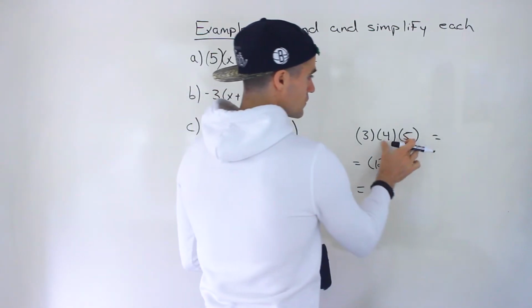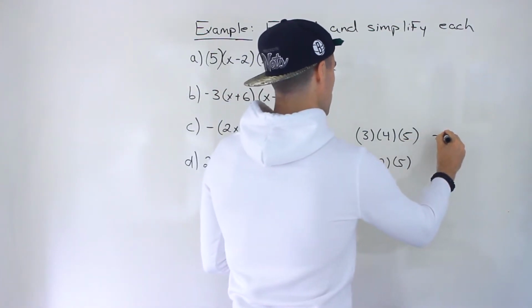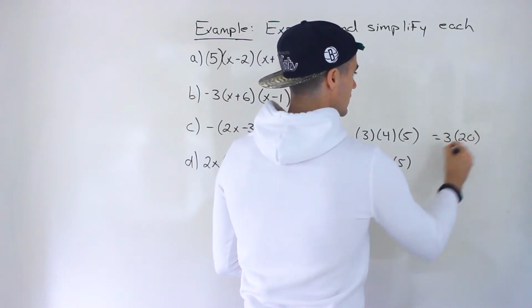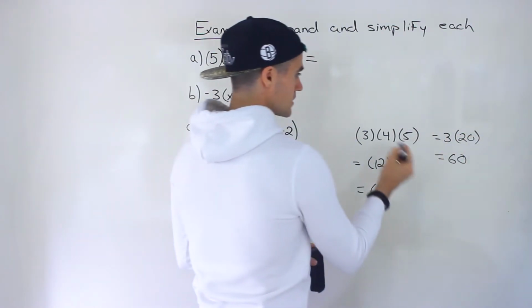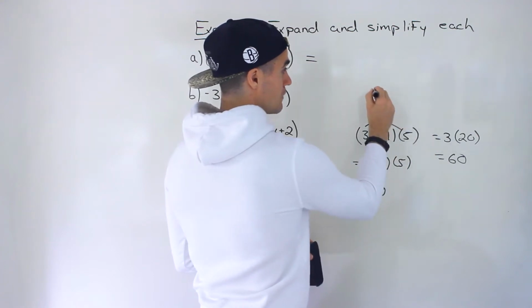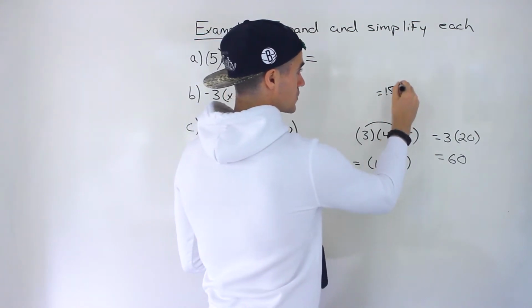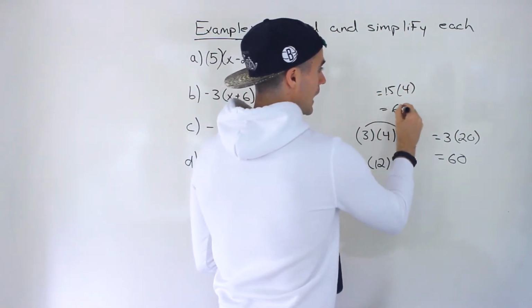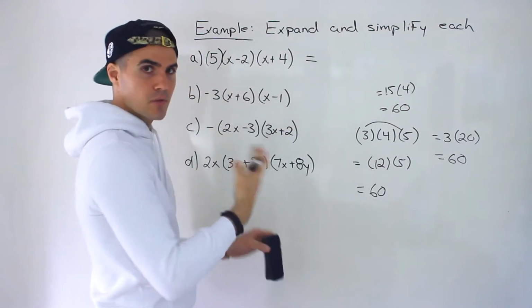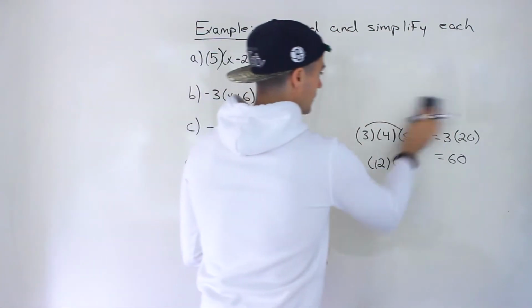But we can also do 4 times 5, so we could do 3 times 20, and that also gives us 60. Or we could do 3 times 5, which would give us 15, and then we still got the 4 left, and that would also give us 60. So if you're multiplying, the order doesn't matter.